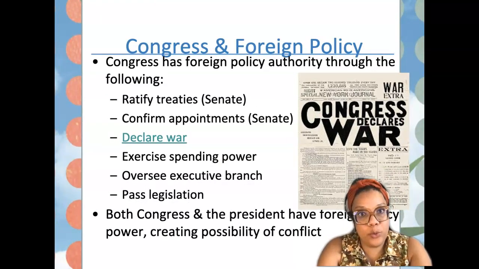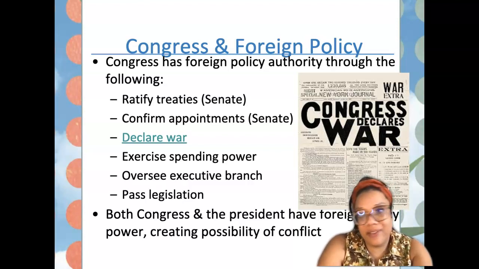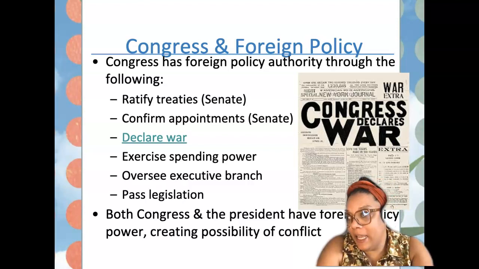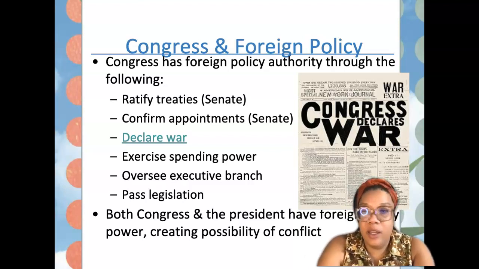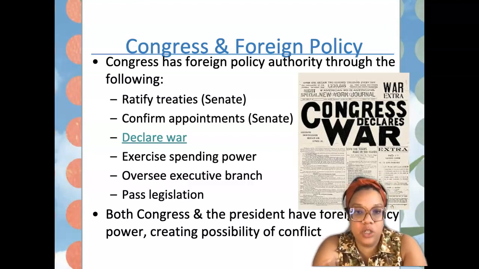Congress also exercises spending power. Remember, Congress controls the purse, right? So that means spending power on all kinds of things, not just deciding whether or not to go to war, but money to put behind it, right? Money to put into the military. Does it stay the same? Does it go up? Does it go down? Making decisions about investing in weapons and so forth. These are spending power decisions that take place within the Congress.